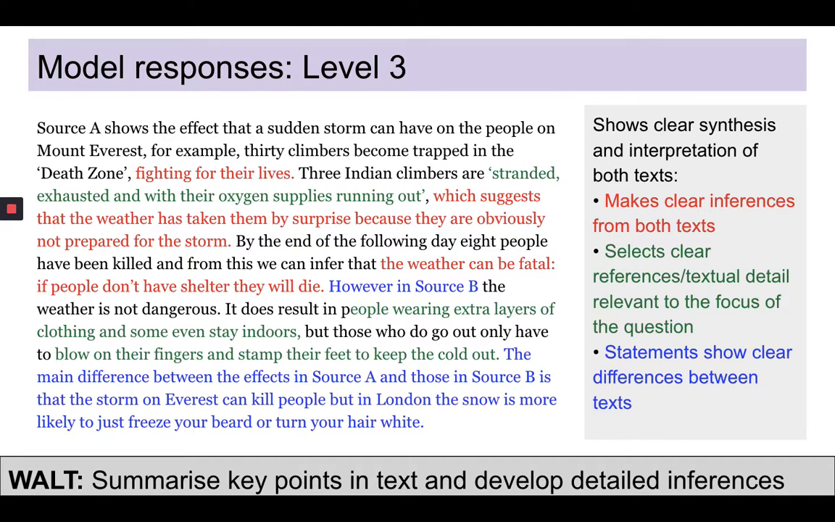So the main difference between the effects in source A and those in B is the storm on Everest can kill, but in London it's just likely to freeze your beard and turn white. That is a nice sentence. I quite like that. I would prefer it if it was at the start of the paragraph. So the paragraph starts off with a clear comparison, and then it goes into your evidence and your inferences. But an examiner would look at that and say that is probably a good 5 out of 8 for this one. Maybe a 6, but I would say more a 5.